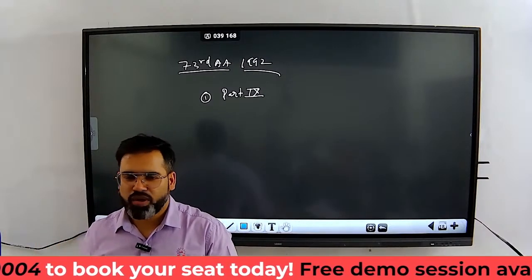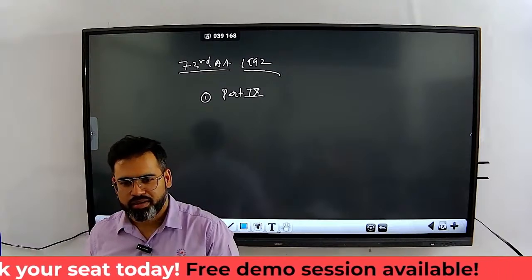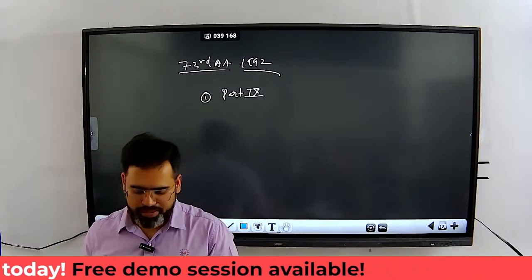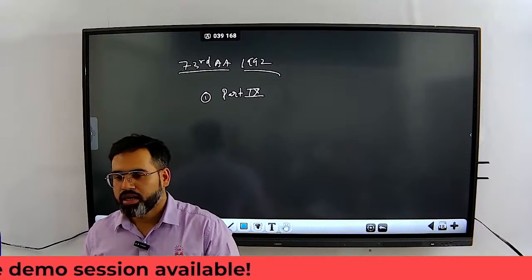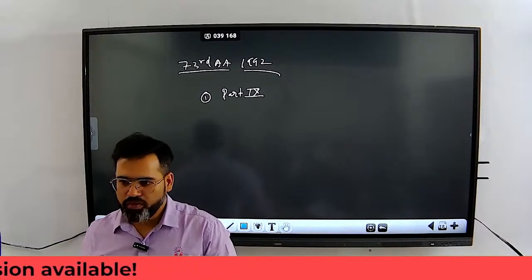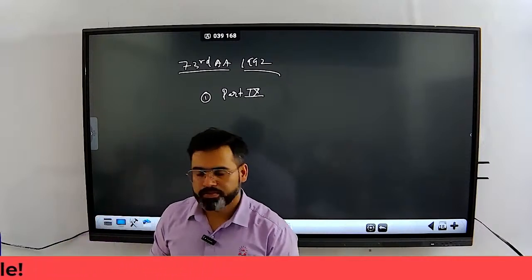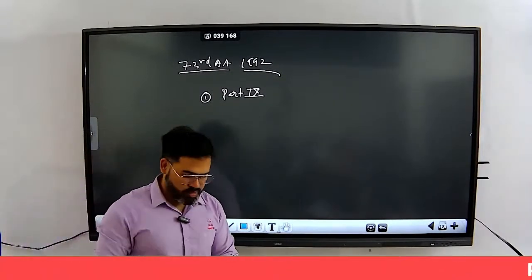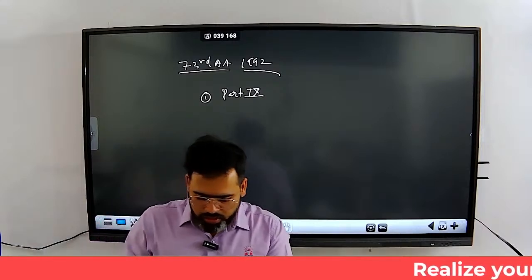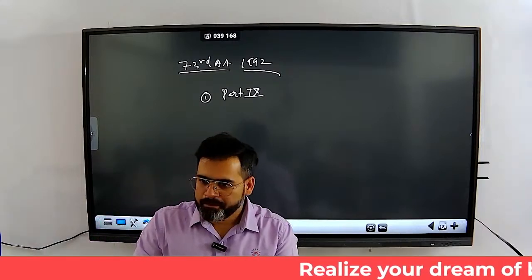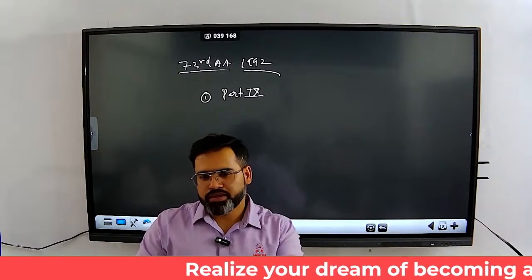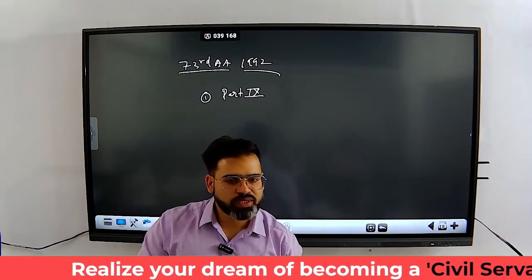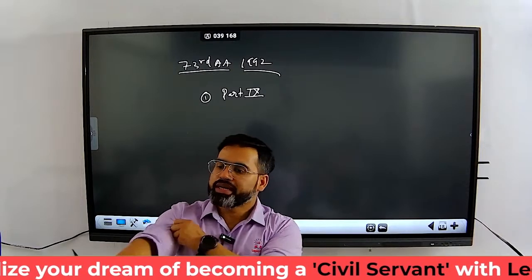One schedule was added. What was the schedule name? Number 11th schedule was added. Correct, 11th schedule was added. Clear? Under the 11th schedule some subjects are there. How many subjects were there? 29 subjects were there.